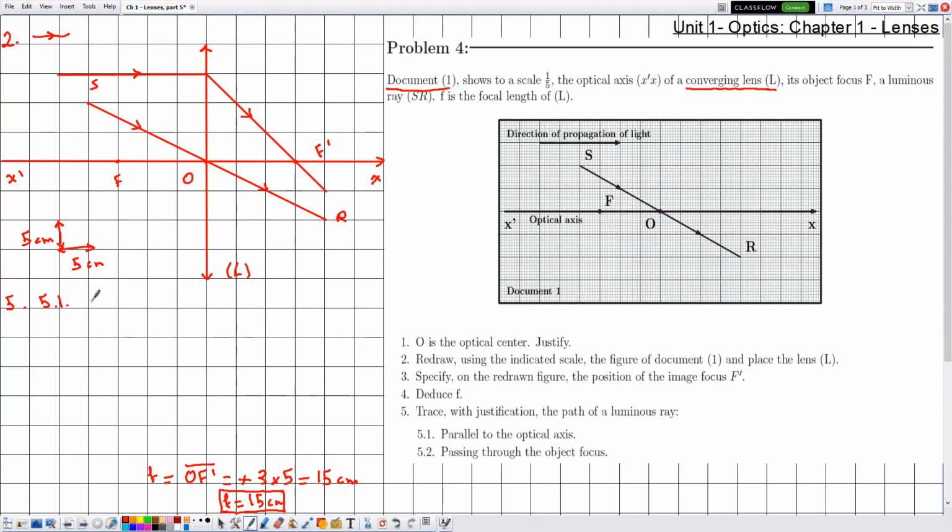The justification is given by an incident ray parallel to the optical axis emerges passing through the image focus.